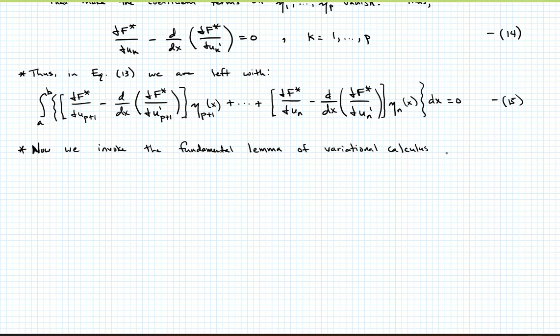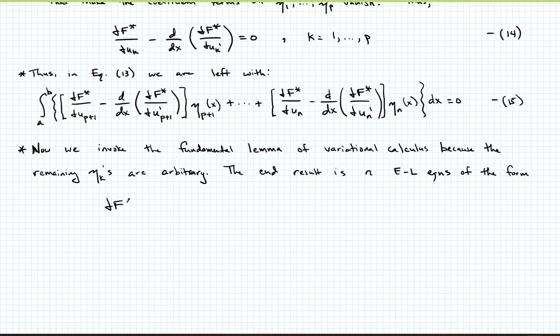Because the remaining eta k's are arbitrary, the end result is n Euler-Lagrange equations of the form: partial of f star with respect to uk minus d by dx of partial of f star with respect to uk prime equals 0 for k equals 1 to n. Let's call this equation 16. So how did we get that? Well, that equation is exactly the same as equation 14.